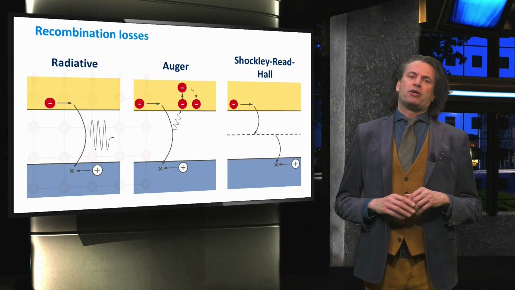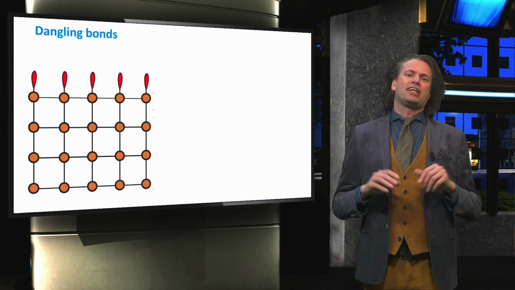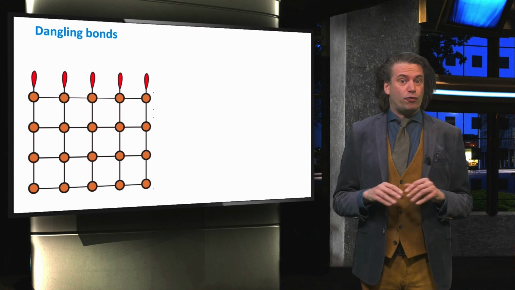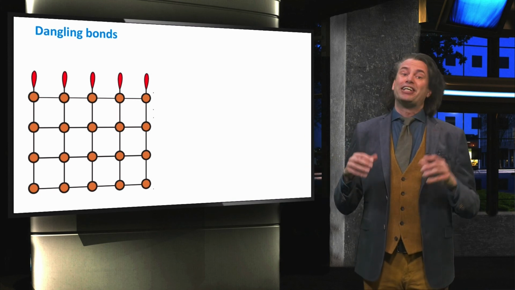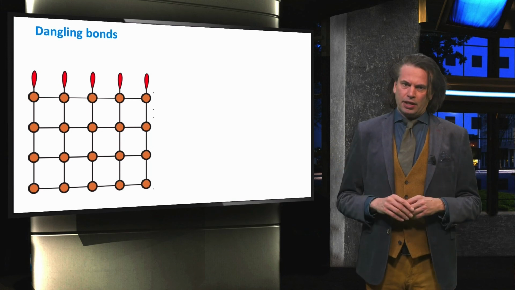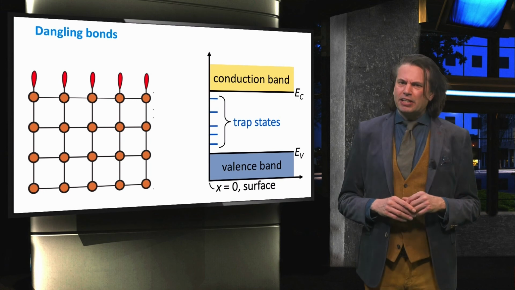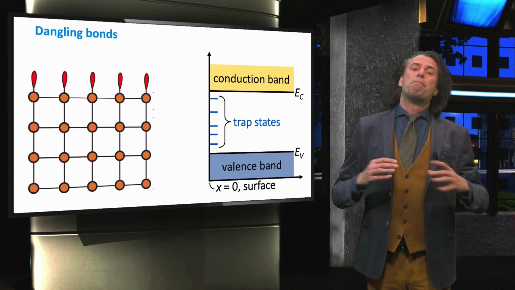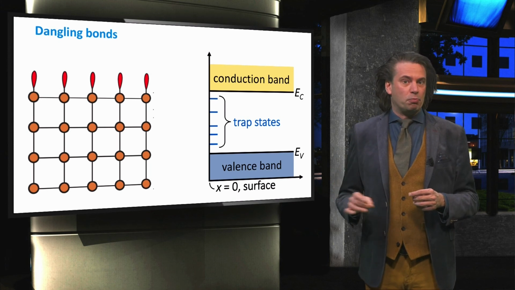At the surface of a semiconductor where the crystal lattice terminates, many valence electrons cannot find a partner for creating a covalent bond. This results in so-called dangling bonds. In the band diagram, these defects are represented by energy levels in the band gap, which will induce Shockley-Read-Hall recombination.